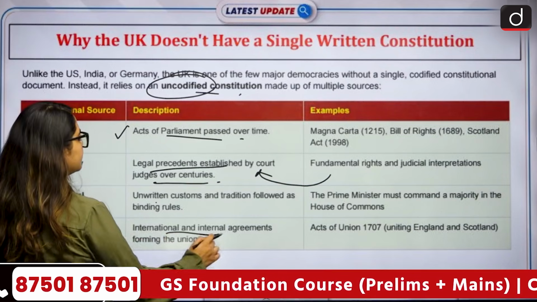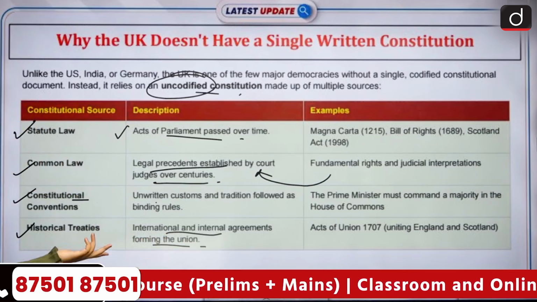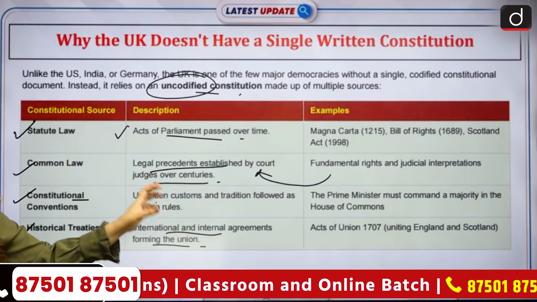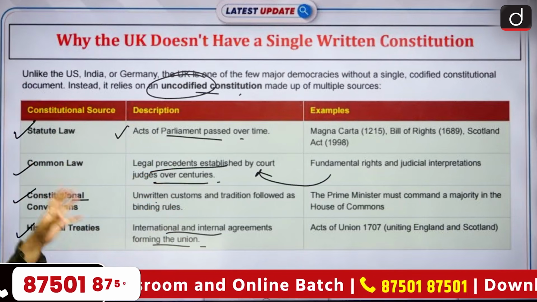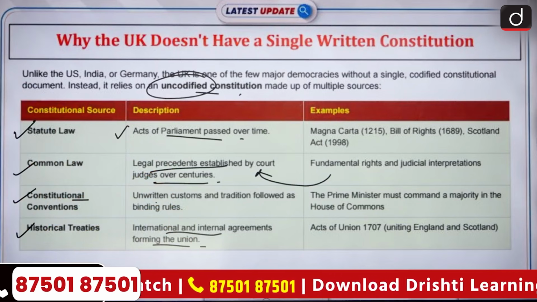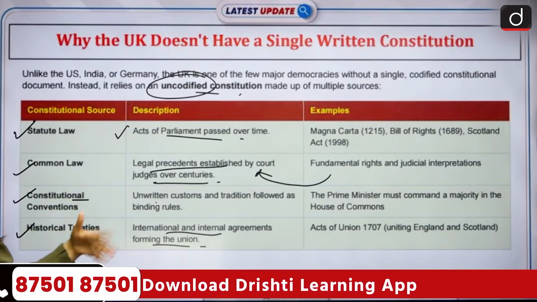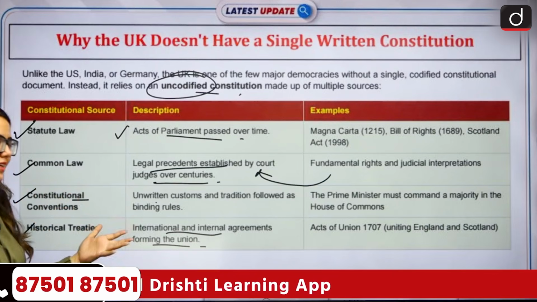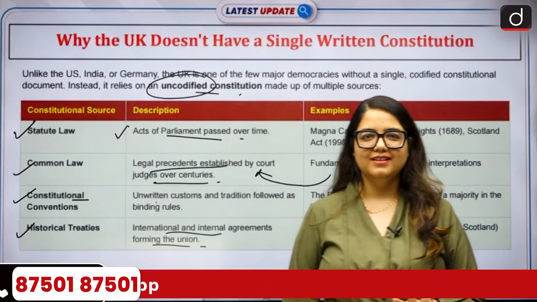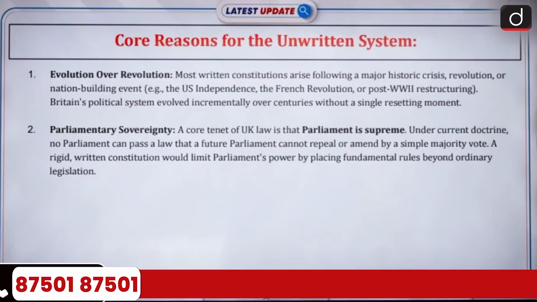Then historical treaties, international and internal agreements forming the Union, like the Acts of Union 1707, that is still running. It is actually in practice. Just imagine. From 1707, uniting England and Scotland, that is still working. They don't have anything renewed, nothing under new circumstances, new agreements, nothing. It is still running. That is how they're running, based on precedents, etc.